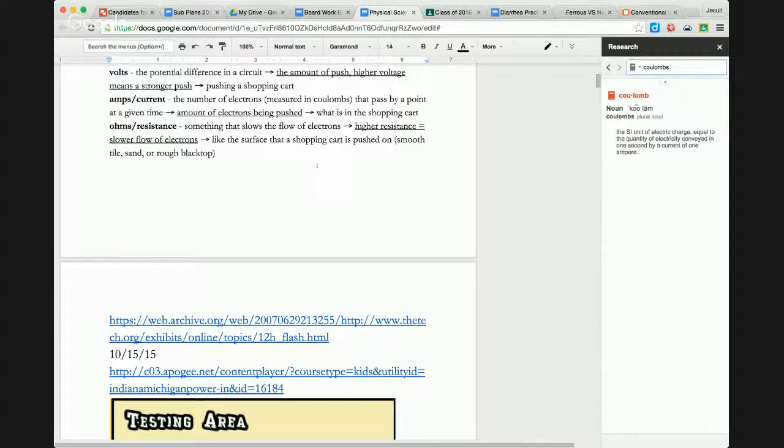So if you're on a smooth tile surface, it goes pretty fast. If you're on sand, it's going to slow down a lot. And if you're on like a rough blacktop, that's kind of in between.